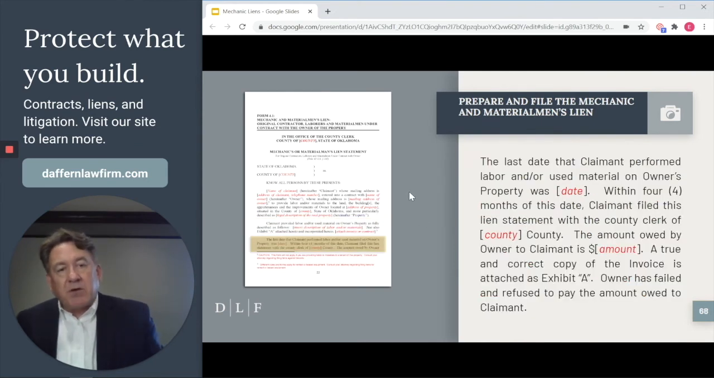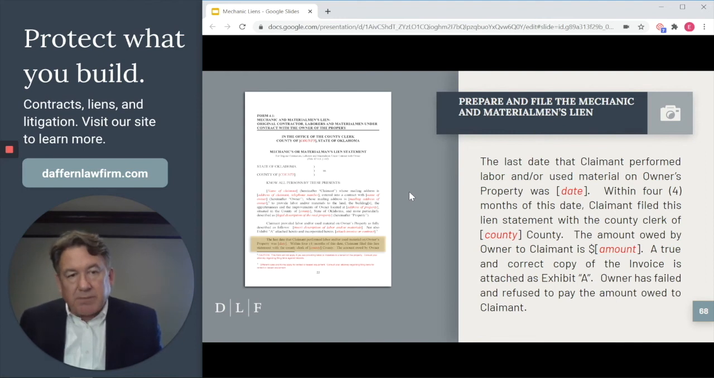Now, the next paragraph is, again, very simply, list the last date of work that you did on that project and make sure that it was within 4 months of the last day of work, and identify the county where you're going to file the mechanic lien and the amount. Again, this is very simple because you've already got it all together. Drop it in there and you're ready to go.